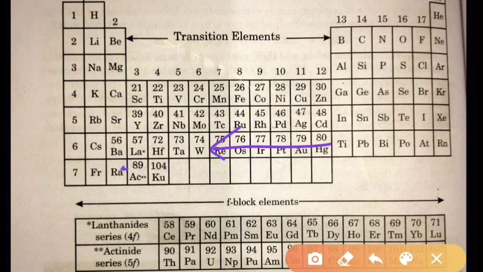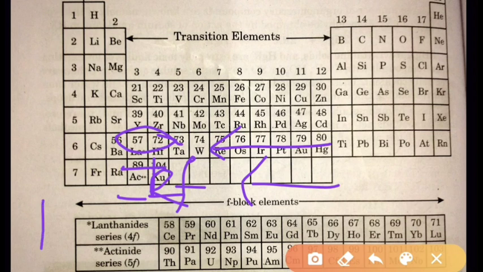Here, between lanthanum and hafnium, there are 14 elements missing. Similarly, in the case of the 6D transition series, between actinium and rutherfordium, there are 14 elements missing. So here the question is, where did the 28 elements go? The answer is very simple. These 28 elements have been arranged separately in the lower part of the periodic table. These elements are called F block elements and are also known as inner transition elements.